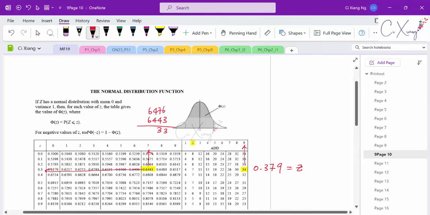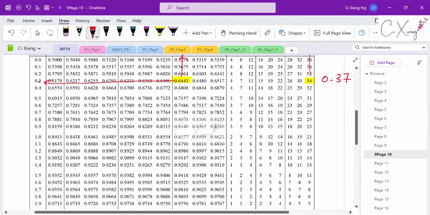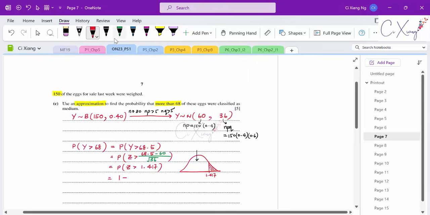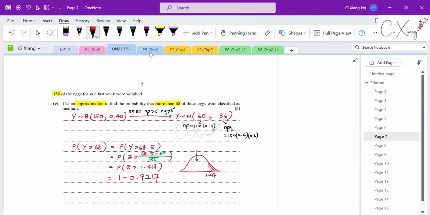So go to the table again, look for the value of z first. 1.4 is this one. 1.41 should be this. And then 7, where's the 7? This one. So if you have a look at the value, you should take 9207 plus 10 at the last two digits. So 9207 plus 10, you should have 9217. So you have to take 1 minus 0.9217. And from here, simplify your answer. You should get it correct to three significant figures, 0.0783.